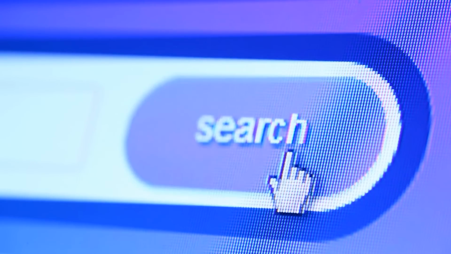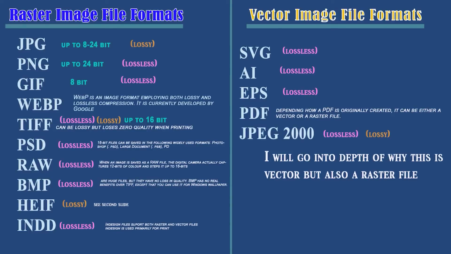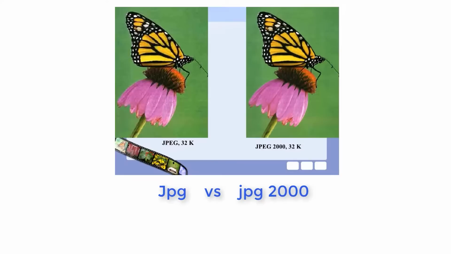Okay, so as you can see here, I have this chart, and I'm not going to go through all of the definitions. I'm just going to go through the most important ones. But as you can see here, you do see that 8-bit, 24-bit. Now we're going to go over bits in detail when I do PPI versus DPI. If you look at JPEG on the raster side and JPEG 2000 on the vector side, I wanted to tell you a little bit more about that because you're probably surprised to see that over there.